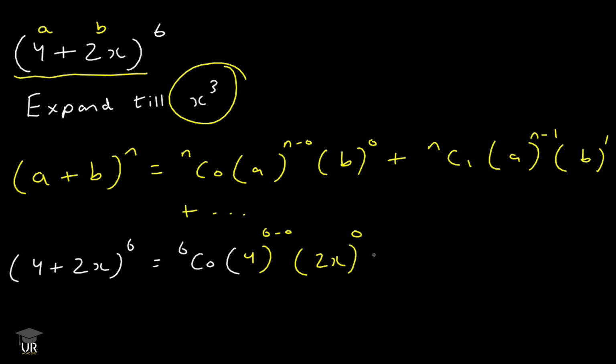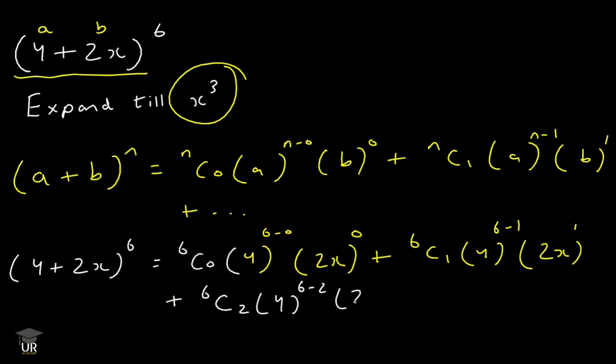Now let's continue this further. The next term is going to be 6C1, and we will have 4 to the power 6 minus 1. Initially this was for 6C0, it was 6 minus 0, so now this is going to be 6 minus 1. And then this will be 2x to the power 1, right? So this has to be our second term. Now moving on to the third term, again this will be plus, now this will become 6C2, now 4 to the power 6 minus 2 and 2x to the power 2, right? This is going to be our third term.